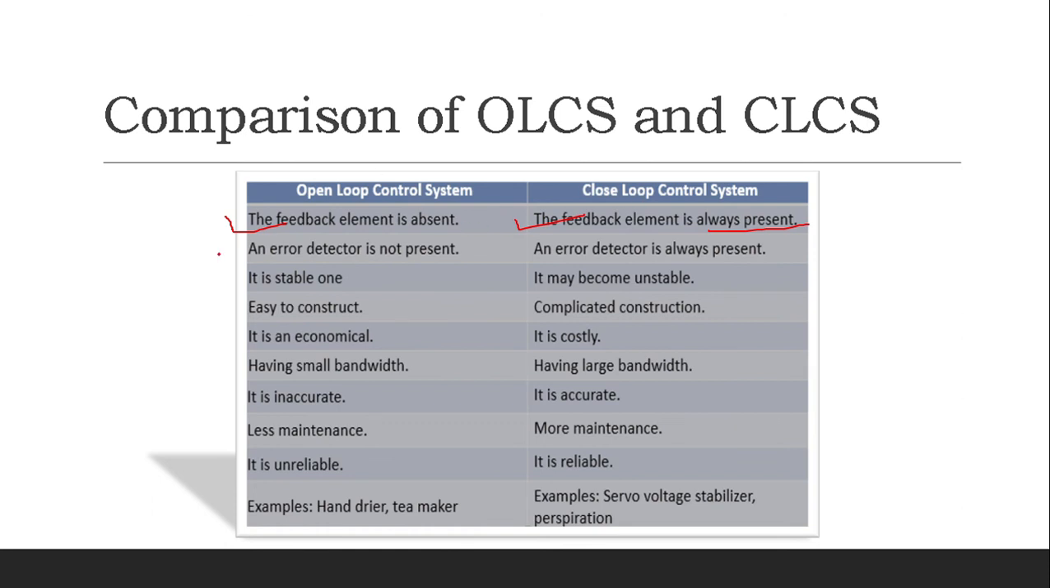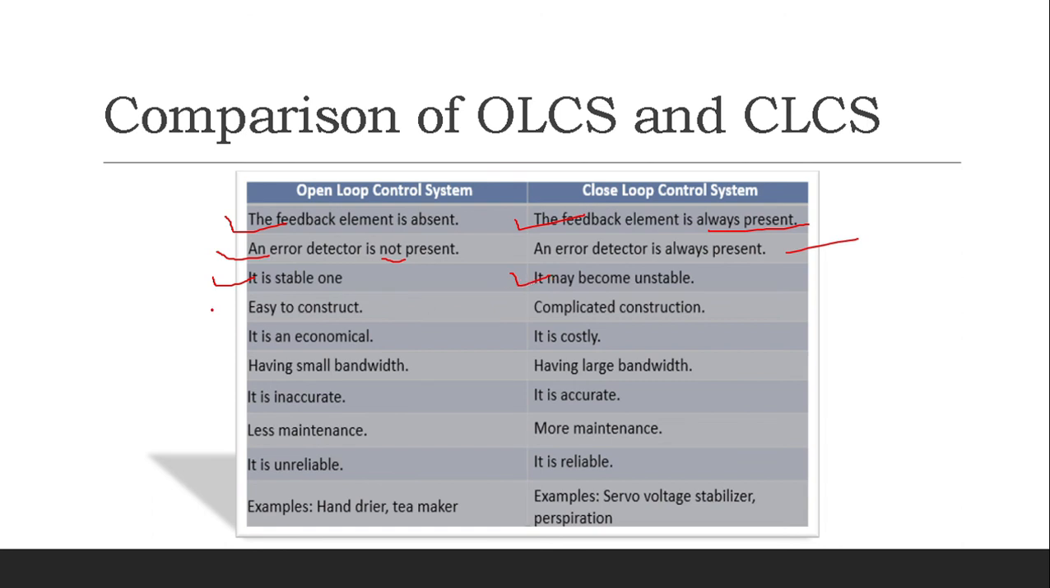The error detector is always present in a closed loop system. Here it is not present. In an open loop control system, the block diagram has only the forward direction. In a closed loop system, you have the forward direction and the feedback path, and the feedback path feeds the signal back to compare with the reference signal and the control signal, which again generates an error signal. An open loop system is stable and a closed loop control system can become unstable.